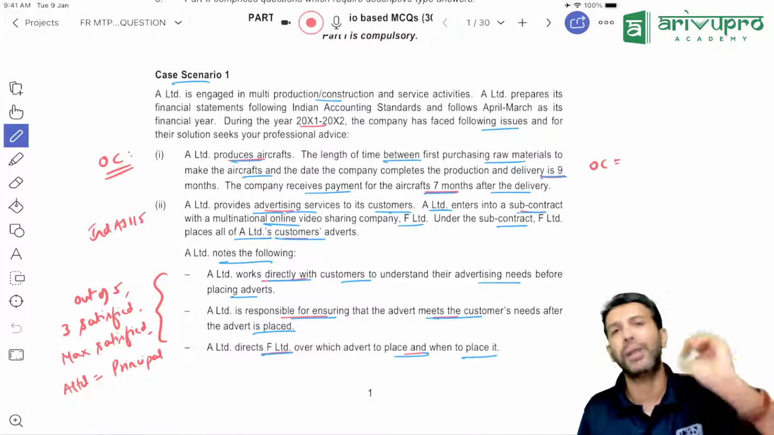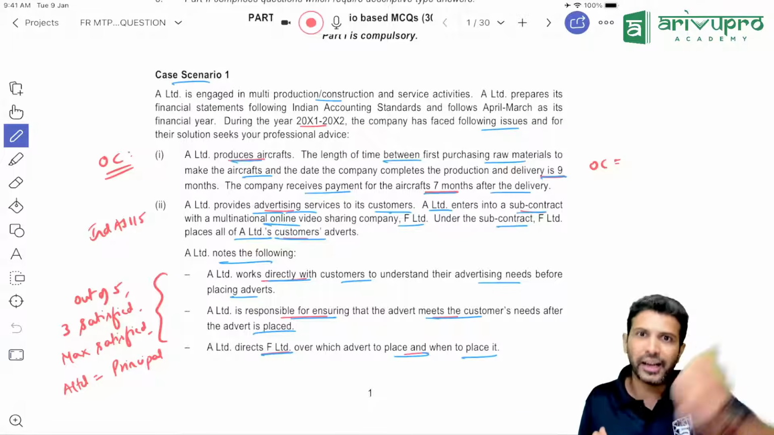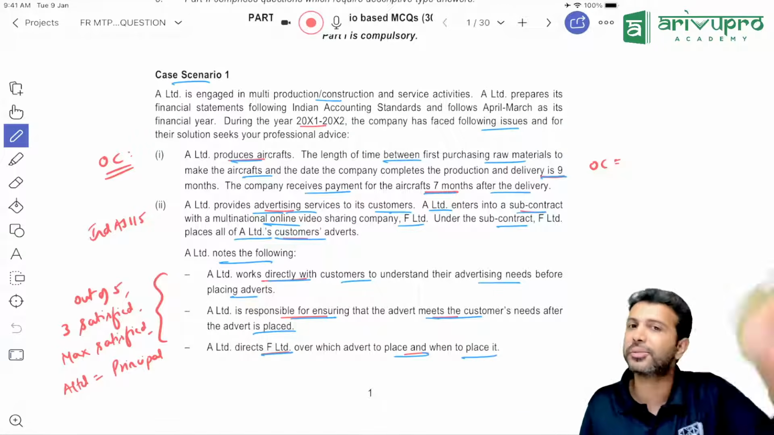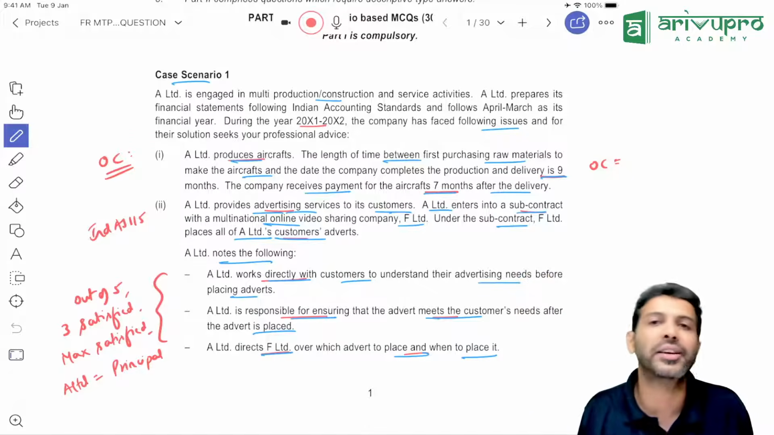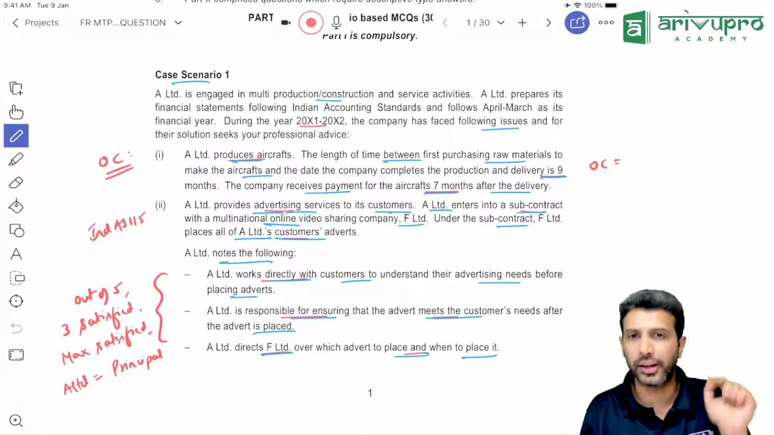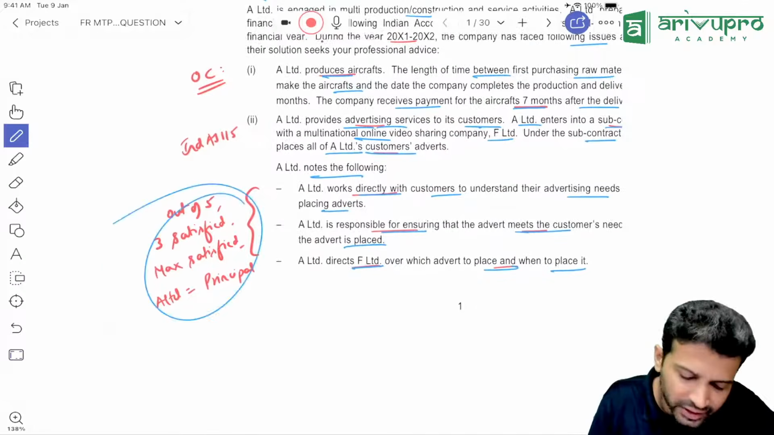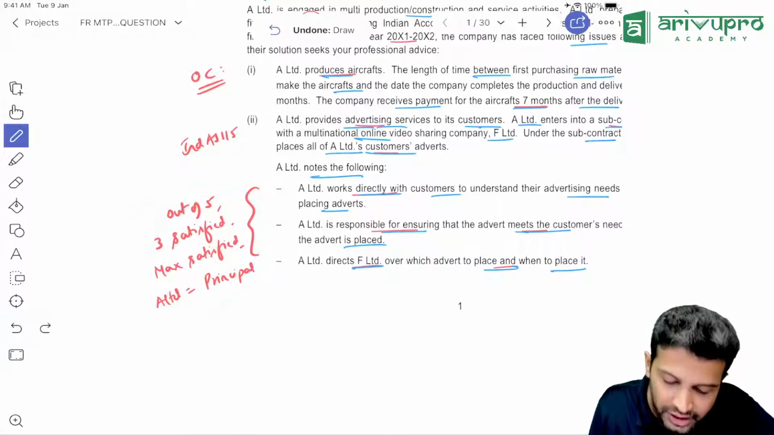So when we have multiple conditions and it's controversial, meaning some indicators are pointing in the direction of principal, some indicators are pointing in the direction of agent, in that case, what to do? In that case, you'll have to check the majority. Here they've given 5 indicators totally. In that 5, 3 are pointing in the direction of principal.